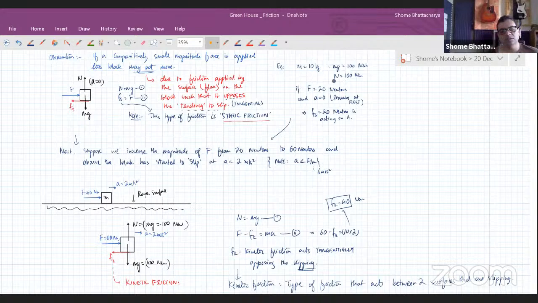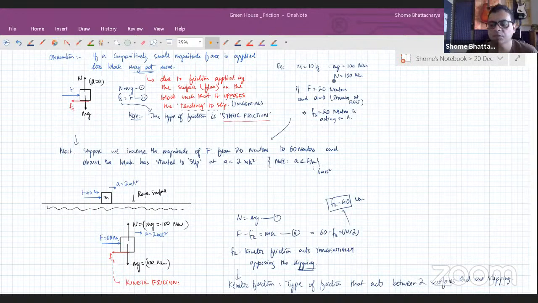So the observation is this: I applied a force of 60 newtons, but the acceleration is 2 meters per second square. So what is the conclusion from the observation? That there must be something acting in the opposite direction, which is less than 60 newtons. It's not equal to 60 newtons, because then the acceleration would have been 0. So the type of friction acting now is kinetic friction, because it is the friction acting between the block and the surface when the block is actually sliding on the surface. It is not at rest.